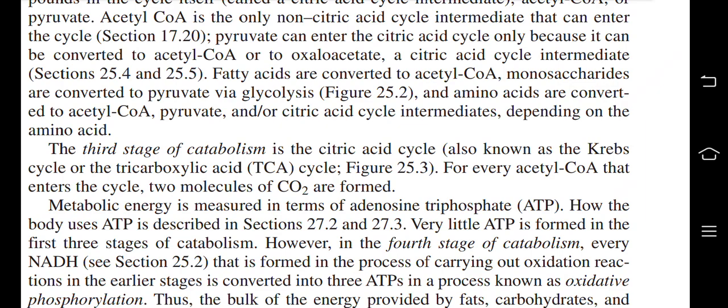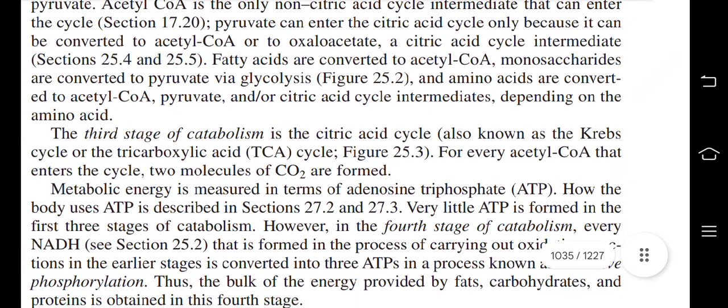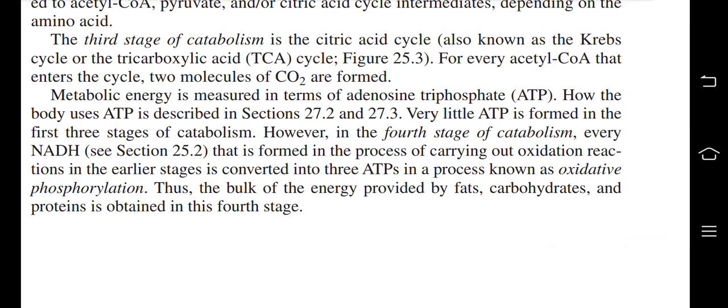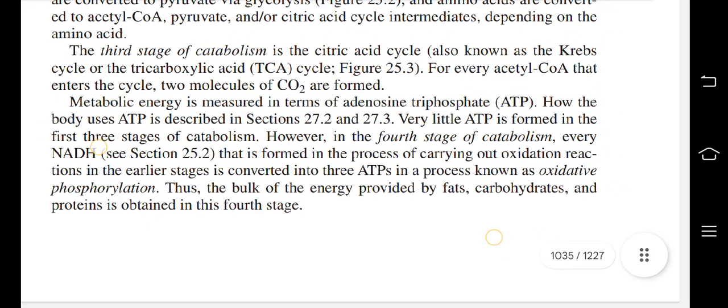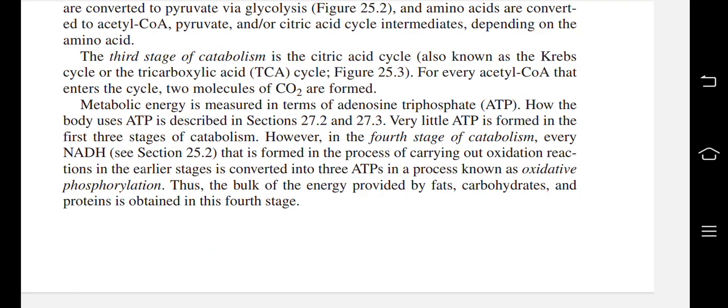Metabolic energy is measured in terms of adenosine triphosphate. How the body uses ATP is described in the next section. Very little ATP is formed in the first three stages of catabolism. However, in the fourth stage of catabolism, every NADH that is formed in the process of carrying out oxidation reactions in the earlier stages is converted into 3 ATPs in a process known as oxidative phosphorylation. Thus, the bulk of the energy provided by fats, carbohydrates, and proteins is obtained in this fourth stage.